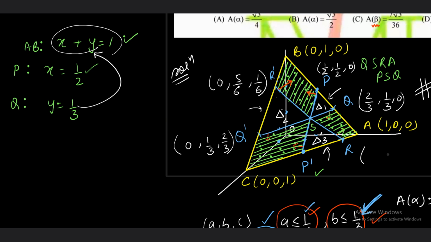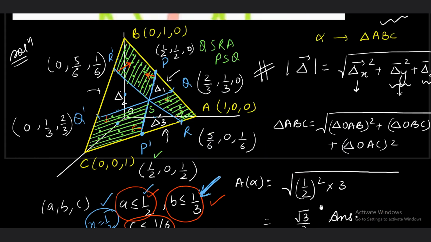So R means here y coordinate will be 0. So x coordinate will turn out to be 5 by 6, comma 1 by 6. For P dash, x coordinate is going to be 1 by 2. Y coordinate is now 0. And z coordinate 1 by 2. So basically, I have the coordinates of all the points P dash, Q dash, and R dash.